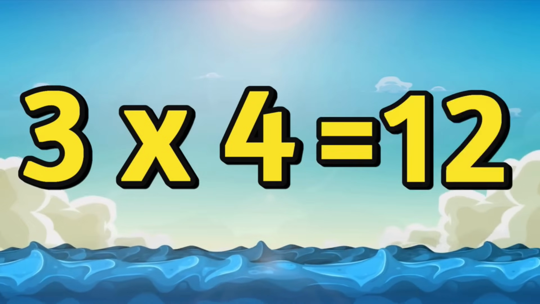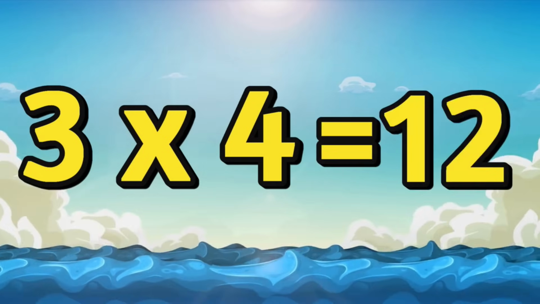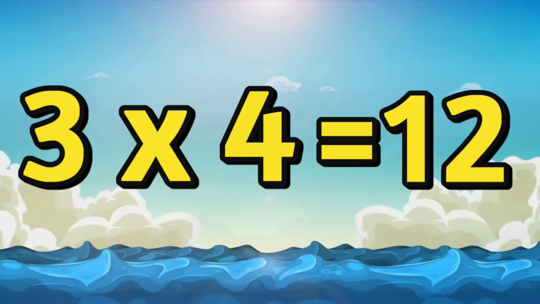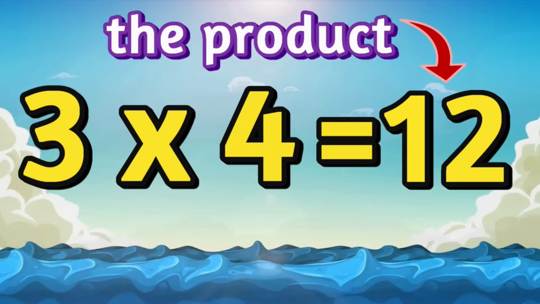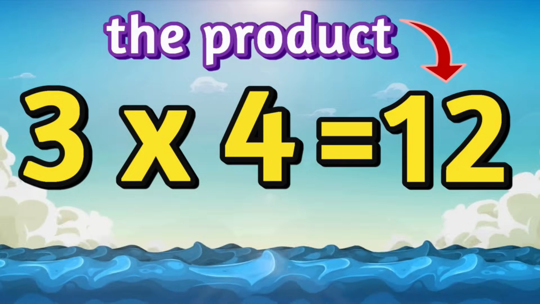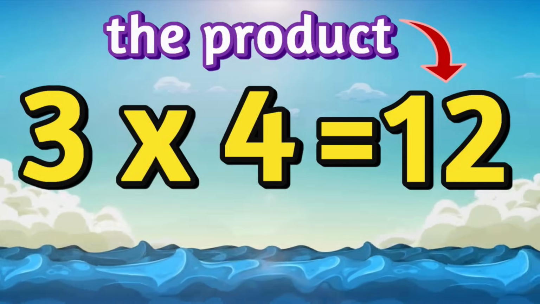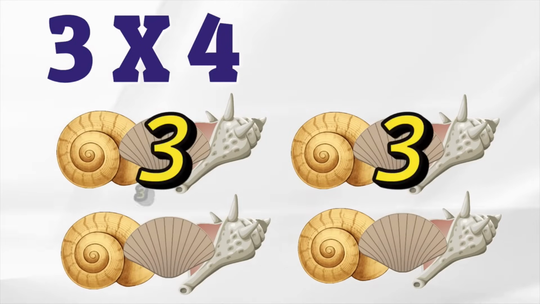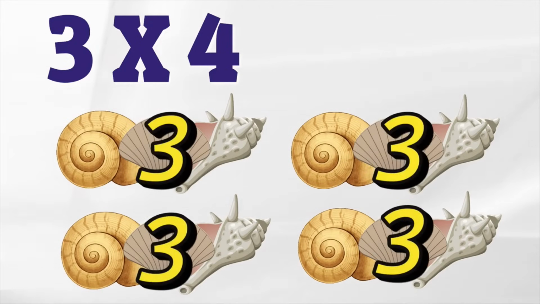Yeah, 12. 3 times 4 equals 12. Phenomenal job! And as we just learned, 12 is the product. It's the answer to this multiplication problem. 3 times 4 means we have the number 3 4 times. It's the same as 3 plus 3 plus 3 plus 3.